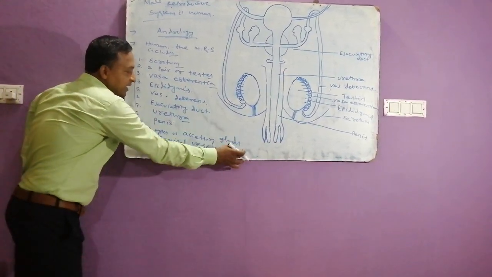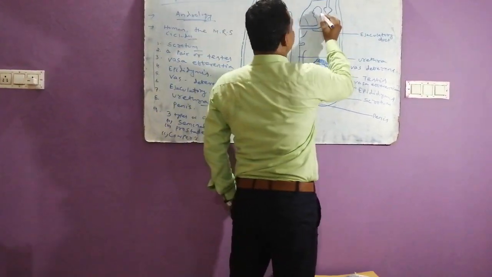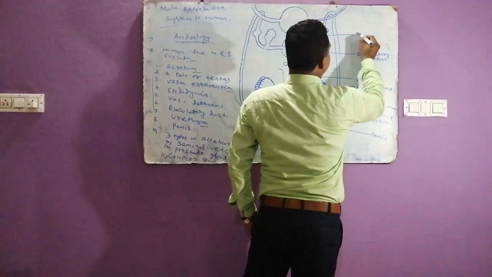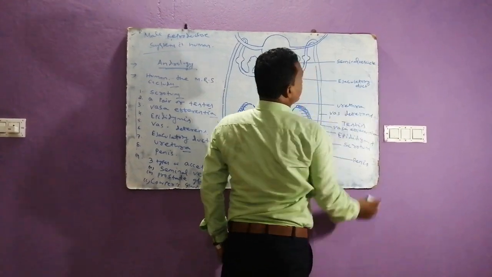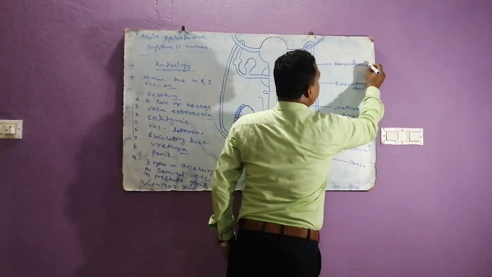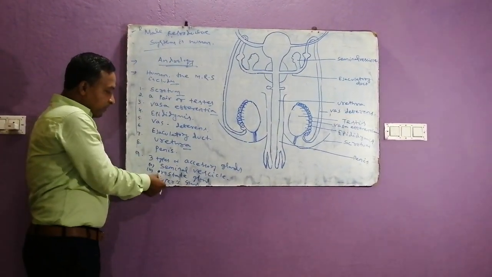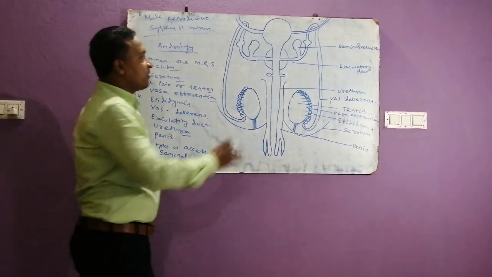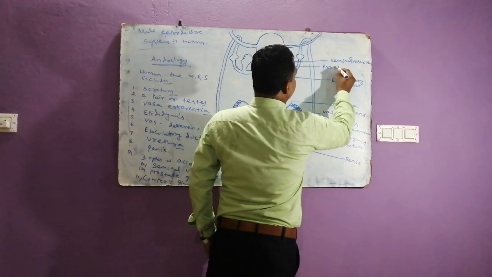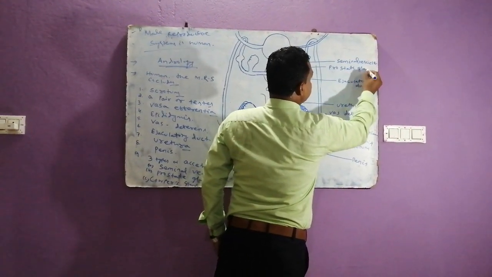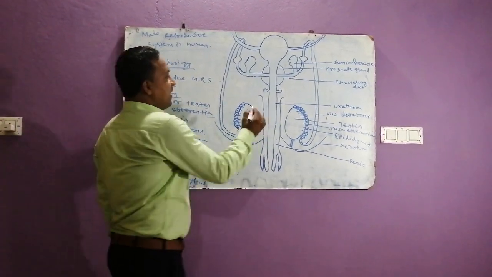And the next thing, which one? The three types of accessory glands. The first one, these two, we call that seminal vesicle. Which is seminal vesicle. And another one is, what is that? Prostate gland. You can find this one as the prostate gland. And the final one, the last one, is Cowper's gland.